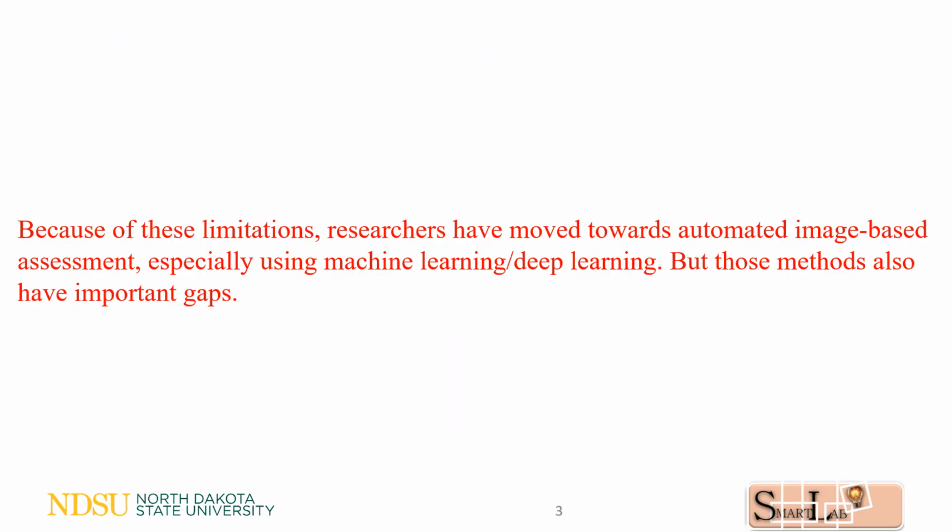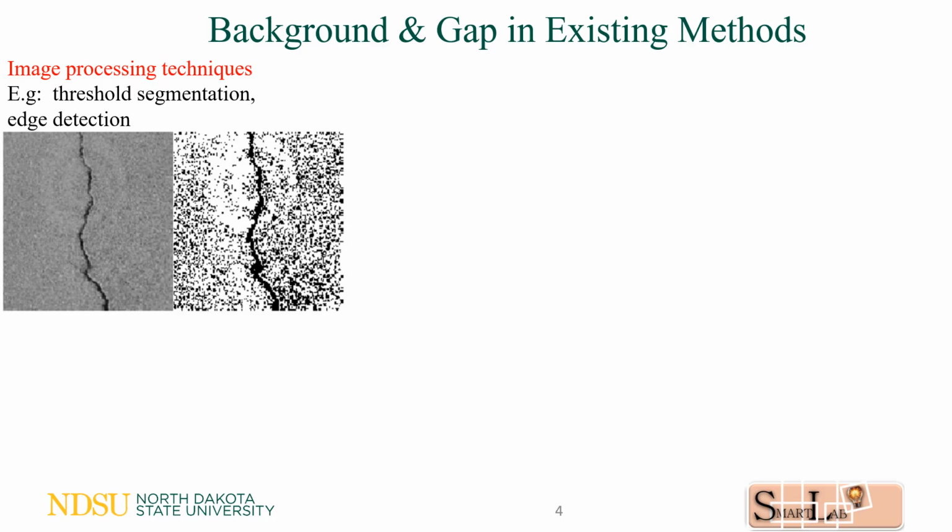Now, because of these limitations, researchers have moved toward automated image-based assessment using approaches such as machine learning and deep learning to solve these problems. Let's talk about the existing automated approaches that are normally used for this pavement condition assessment problem. The first approach I'll talk about is image processing techniques.